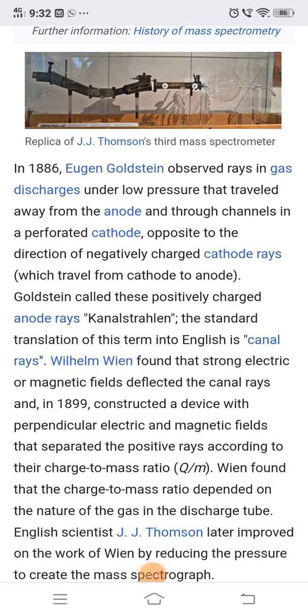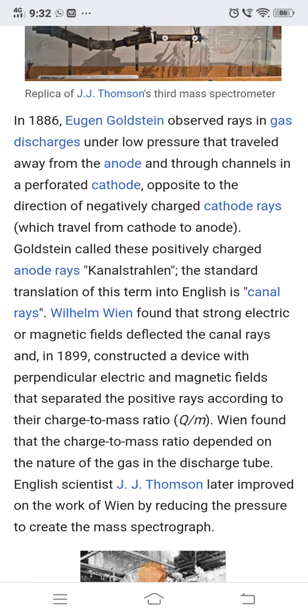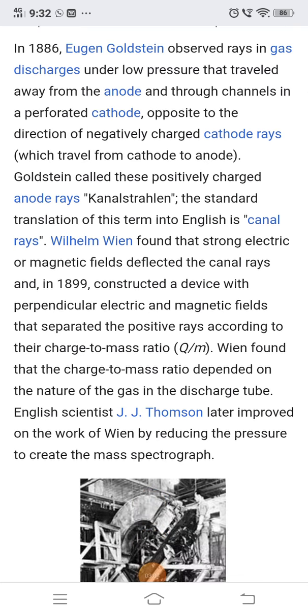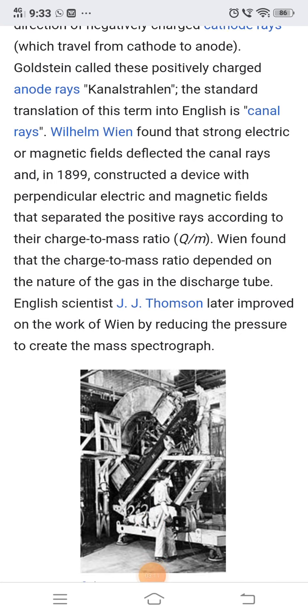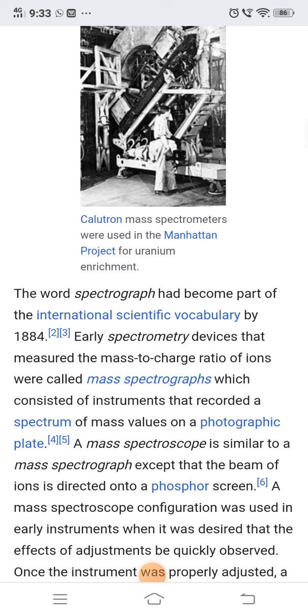William Wien found that a strong electric or magnetic field deflected the canal rays, and in 1899 constructed a device with perpendicular electric and magnetic fields that separated the positive rays according to the charge to mass ratio. Wien found that the charge to mass ratio depended on the nature of the gas in the discharge tube. English scientist J.J. Thomson later improved on the work of Wien by reducing the pressure to create the mass spectrograph. The word spectrograph had become a part of international scientific vocabulary by 1884.